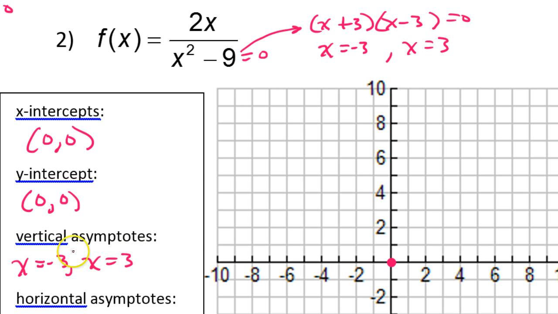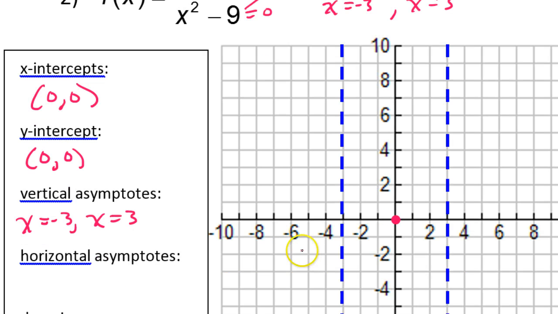By the way, make sure you write x equals in front of these numbers. Don't just put negative 3 and positive 3. Okay, so let's go ahead and graph those asymptotes. So here are my vertical asymptotes.